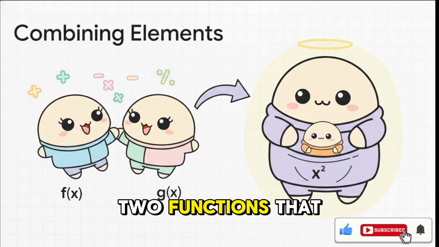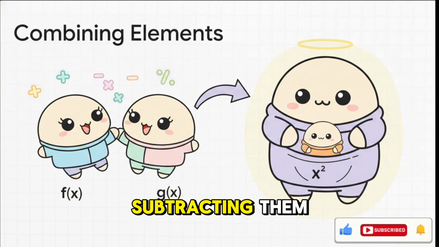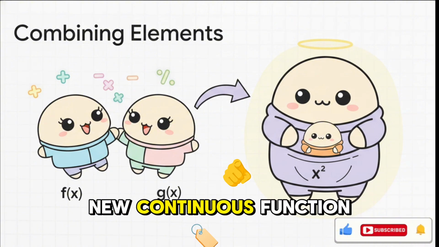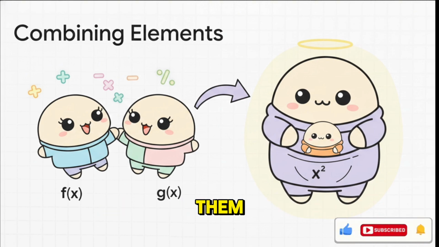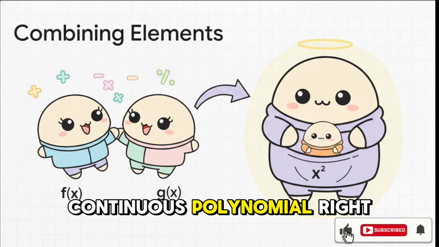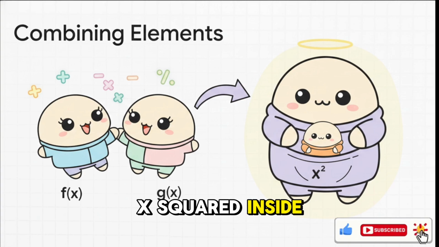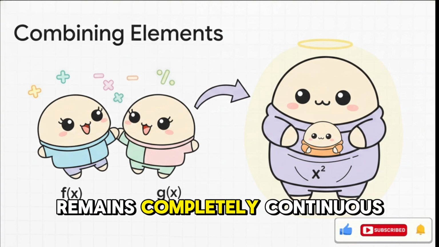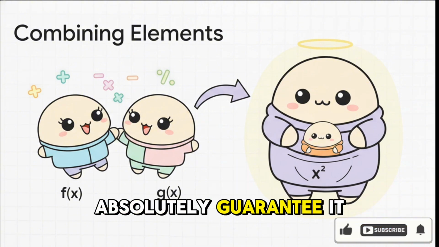If you have two functions that are already continuous, let's just call them f and g for now, then adding them, subtracting them, or multiplying them will automatically give you a brand new continuous function. Even dividing them works perfectly, as long as your denominator isn't 0, of course. And this also applies when you're nesting them. For example, x squared is a continuous polynomial, right? And cosine is a continuous wave. So putting an x squared inside a cosine function, creating cosine of x squared, means it automatically remains completely continuous. You don't even have to calculate the limits. The properties alone absolutely guarantee it.